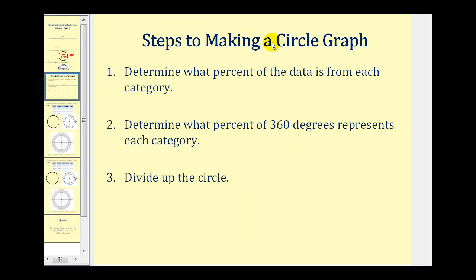Here are the steps to making a circle graph or pie chart. We're going to first determine what percent of the data is from each category, and in this video it will be given to us as a percent or a fraction. Next we'll determine what percent of 360 degrees represents each category, and then we'll divide up the circle. So let's go ahead and give it a try.